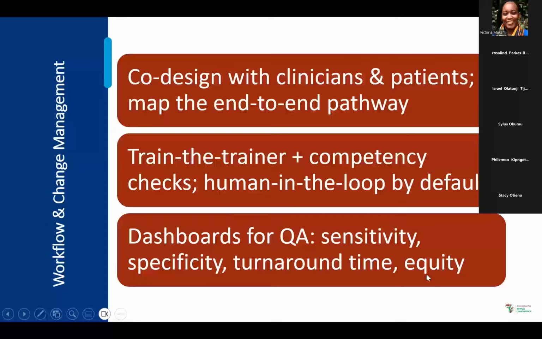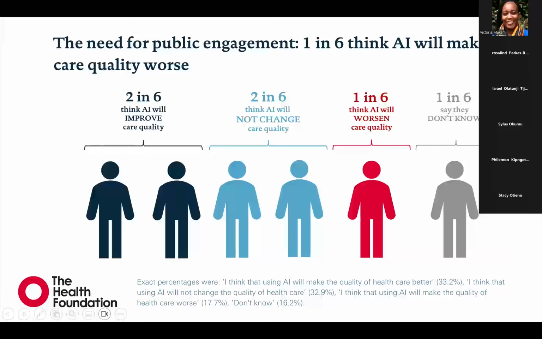Equity, coming back to the fairness. Are all patients being offered the same tool? So this is recent studies from the UK. Now, remember, this is the UK where everybody's heard of AI.